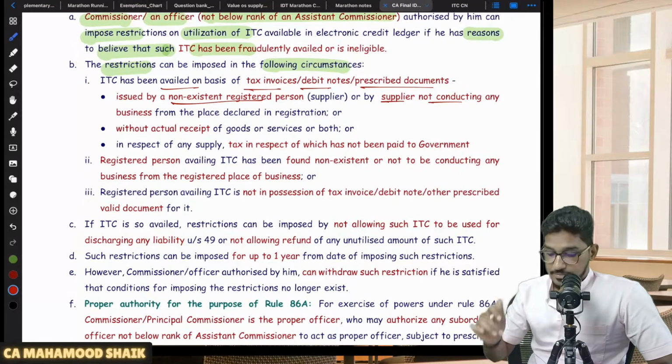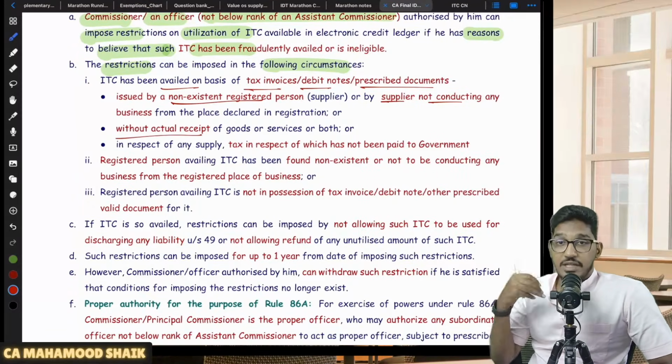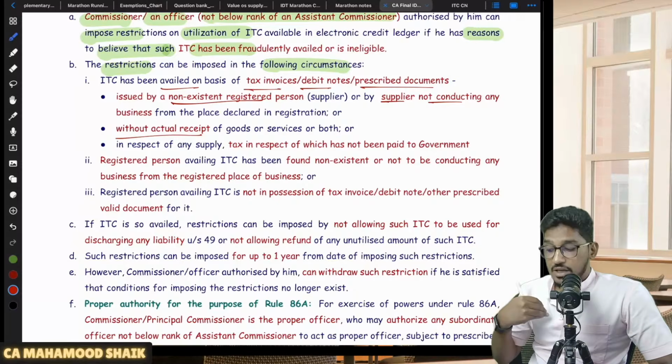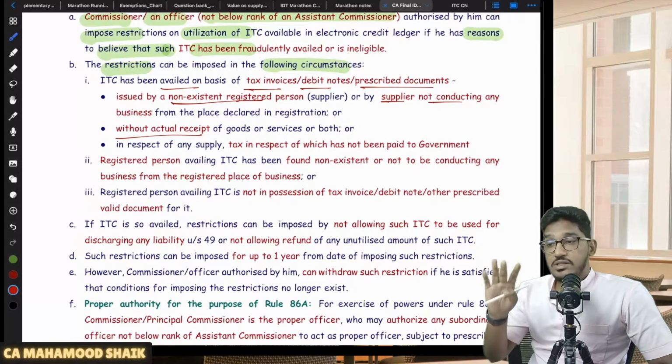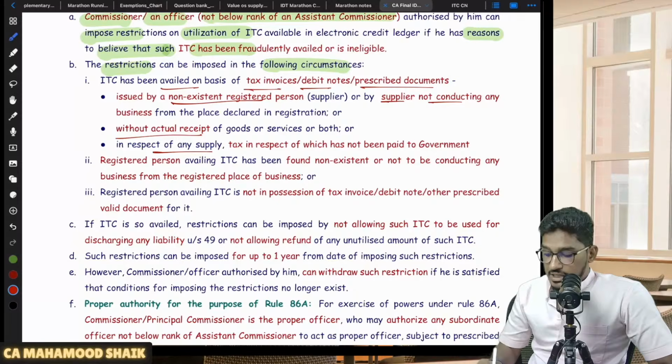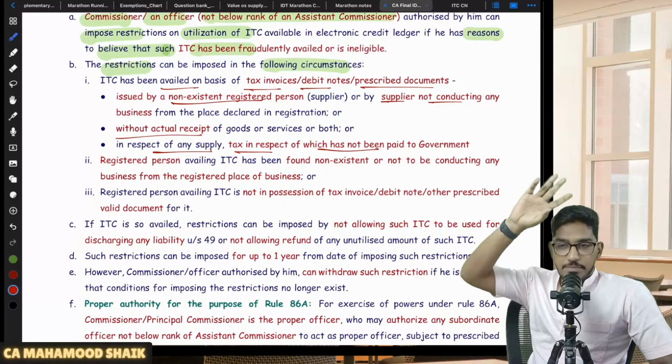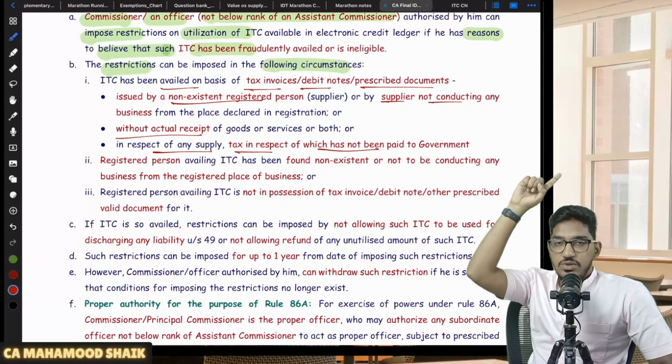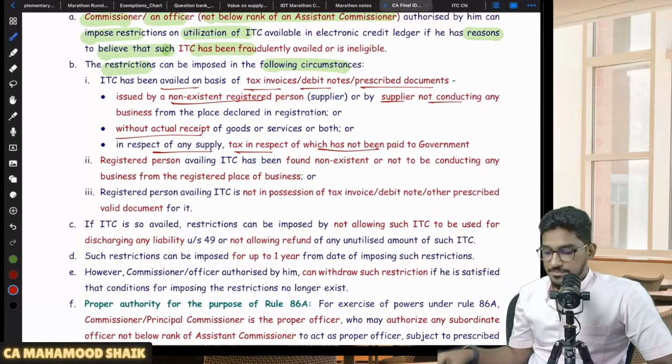That means a fake person. Or, without actual receipt, if the officer feels that you are claiming the input tax credit without receiving the goods and services, or in respect of any supply, tax in respect of which has not been paid to the government. So if tax was not paid to the government and you are claiming it, then also they will restrict it.